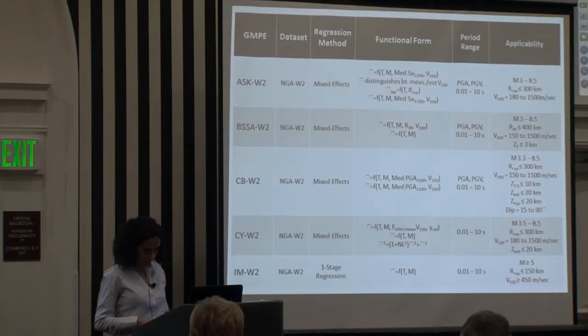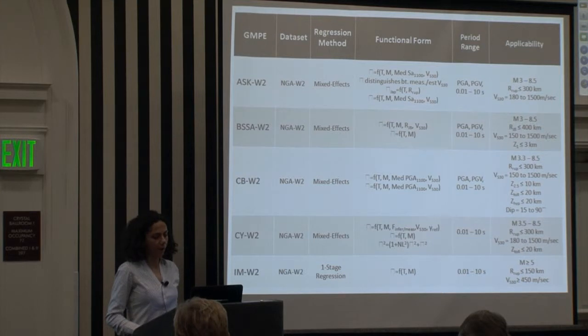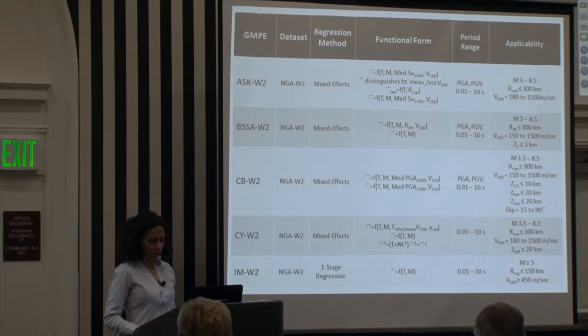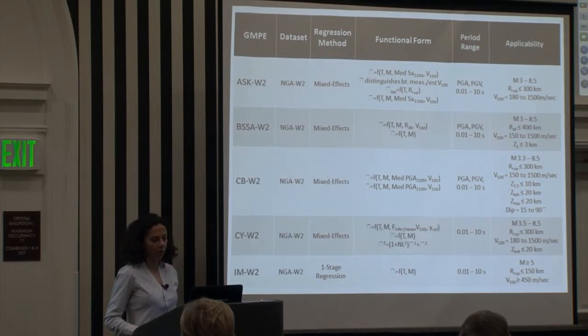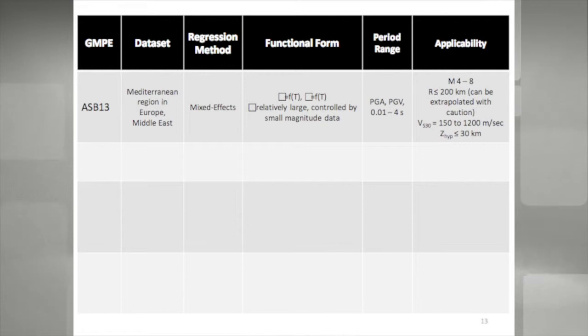One feature here with these new NGA models is they are applicable for a range of magnitude from 3 to 8.5. They apply up to distances of 300 to 400 kilometers with the exception of Idriss, and a range of VS30 of about 180 to 1500 meters per second.